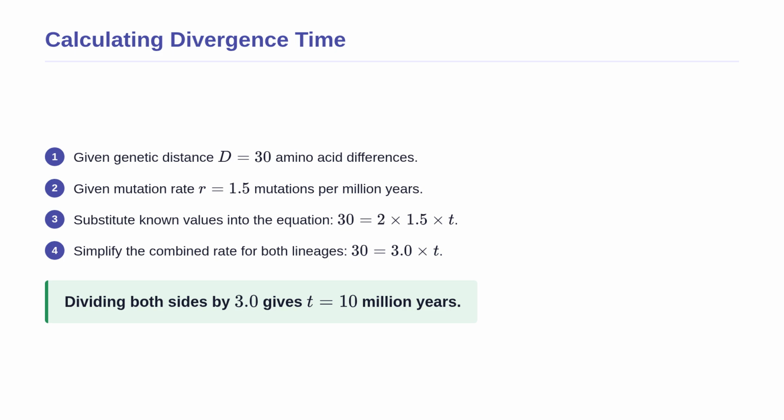We substitute 30 for D and 1.5 for R. Multiplying 2 by 1.5 gives a combined rate of 3.0. Dividing 30 by 3 gives us 10. This means the species diverged exactly 10 million years ago, perfectly reflecting geological time.